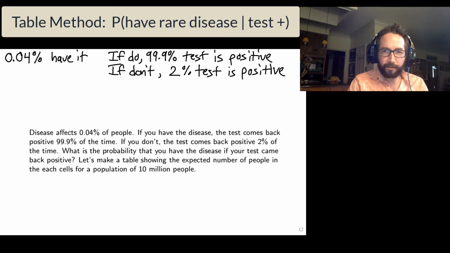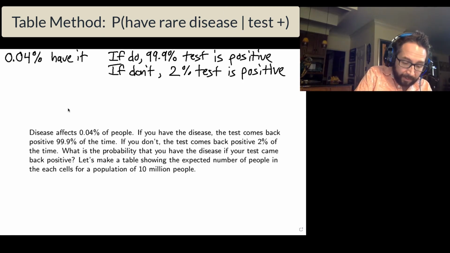All right, so here's how the table method works. I've copied the relevant information about the disease. It's rare, 0.04% of people have it, and the tests are pretty good. If you have it, there's a 99% chance the test comes back positive. If you don't, there's a 2% chance the test comes back positive.